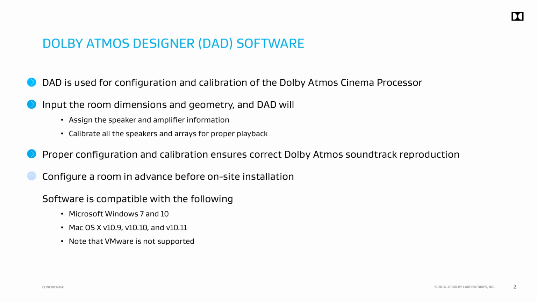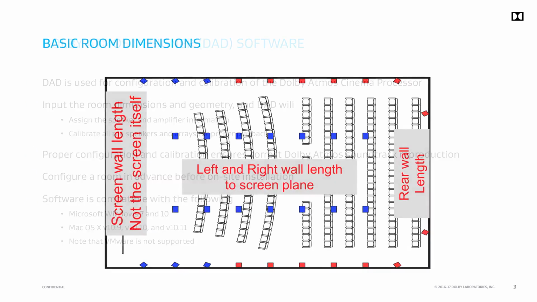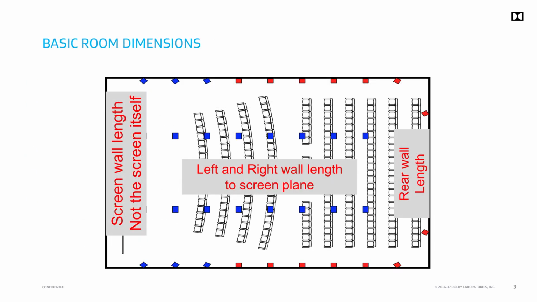Having the information beforehand allows the opportunity to have the DAD configuration file prepared before arrival on site, which can expedite the installation and calibration processes. Dolby Atmos Designer software runs on Microsoft Windows 7 and 10, and Mac OS X versions 10.9, 10.10, and 10.11. VMware is not supported. Room dimensions and characteristics are entered within the Populate tab, which is the top icon among the four along the left-hand side of the DAD interface.